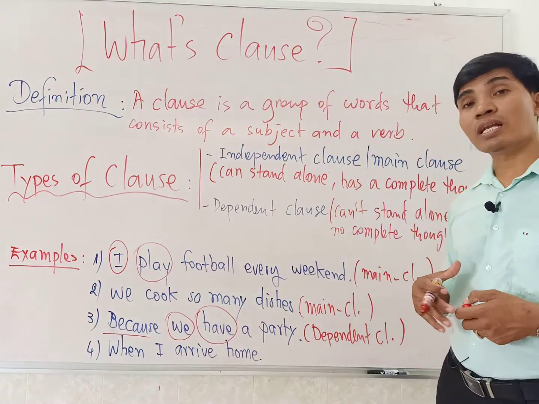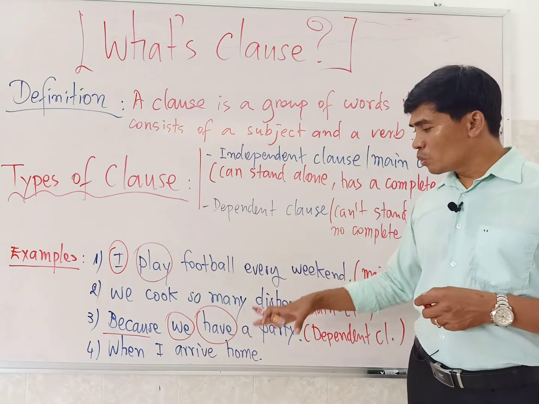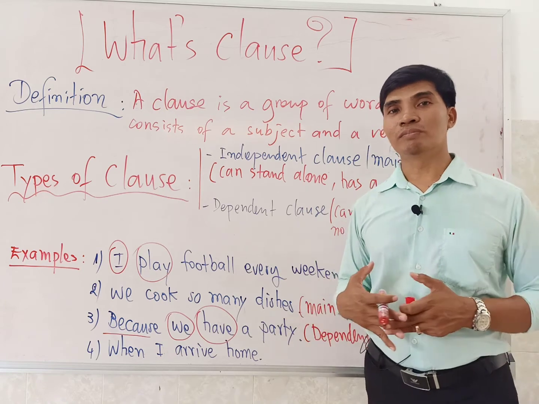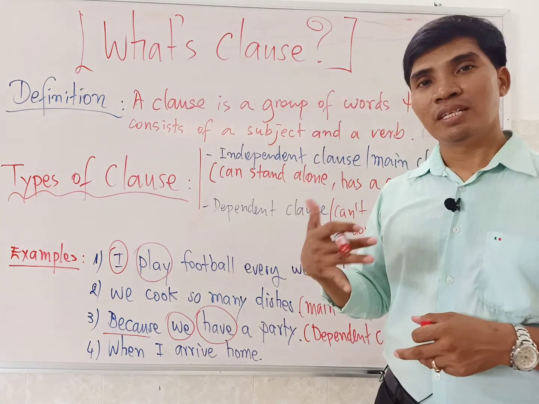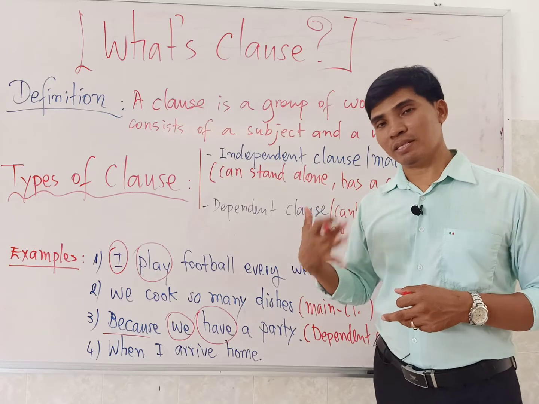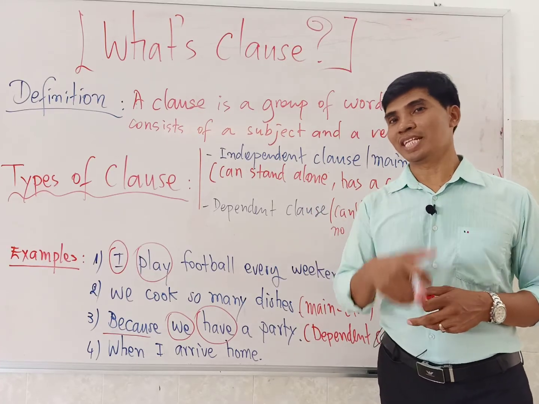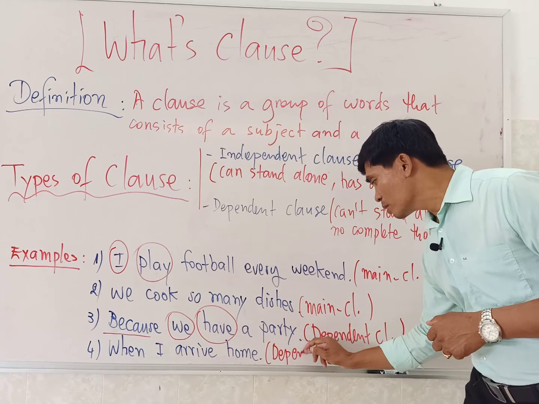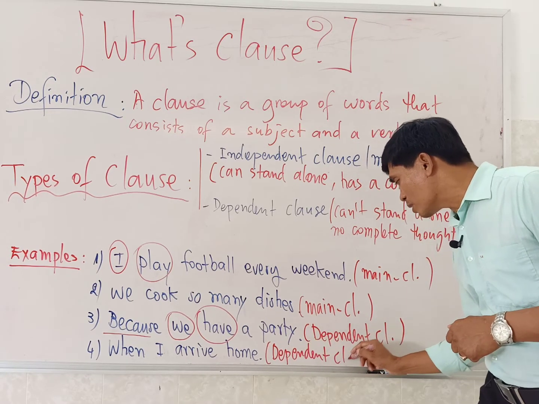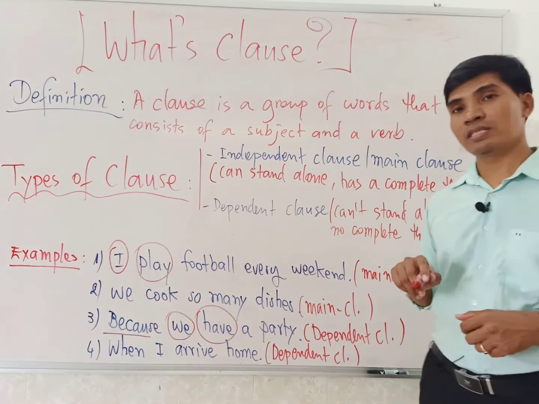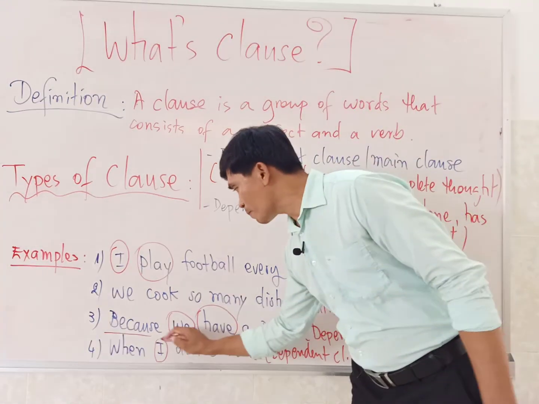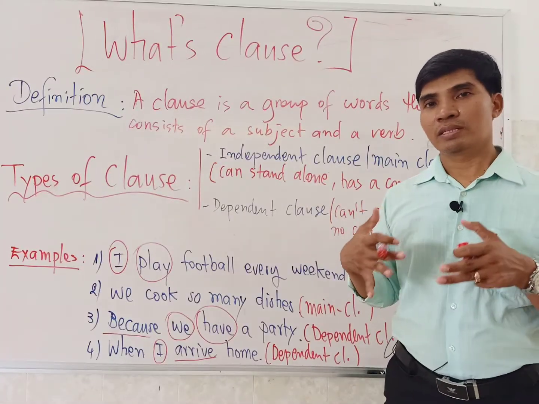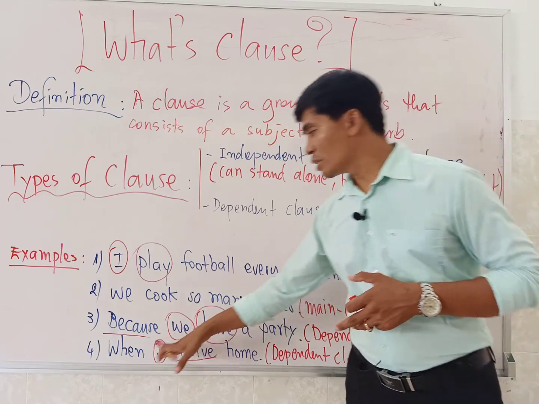Another one, number 4, the last sentence: when I arrive home. When I arrive home, you ask yourself, does it make sense? Sure, it does not. So you call it a dependent clause. Also we have a subject and a verb, but this sentence starts with the subordinating conjunction when.